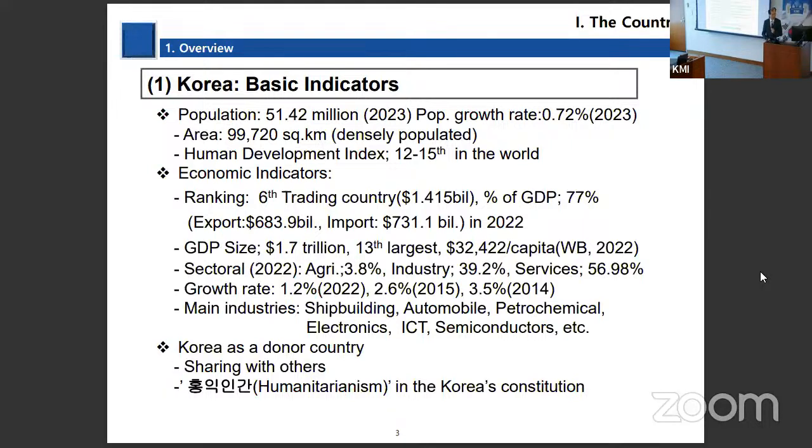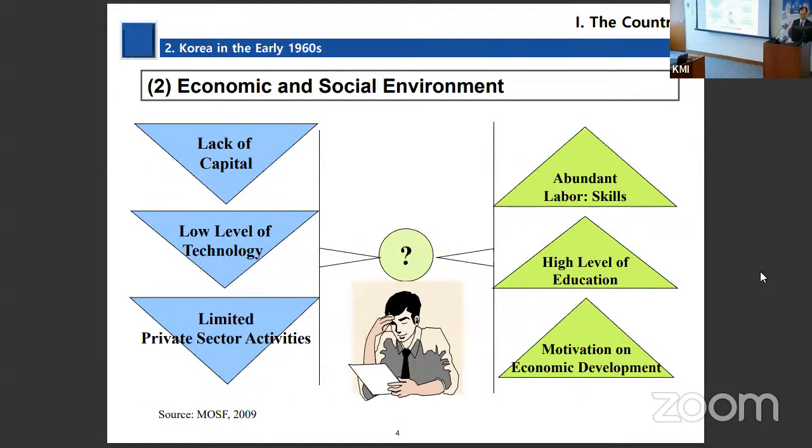Now I said that we want to share our experience with other countries. With whom? African countries. And in the Korean constitution, we have the so-called 홍익인간. 홍 means very wide. It means benefits or benevolent activities. And 인간 means human beings. So we want to do something which will be good for human beings.